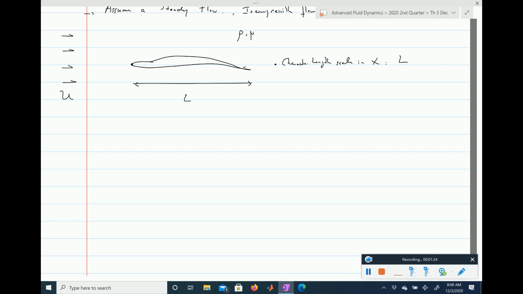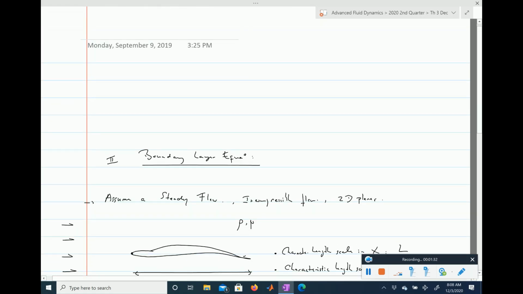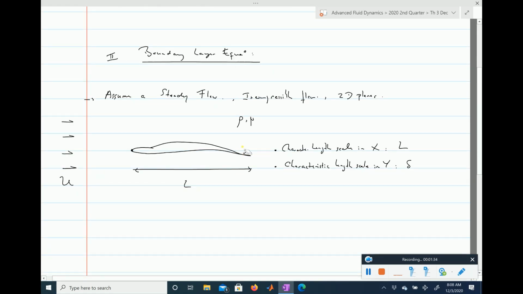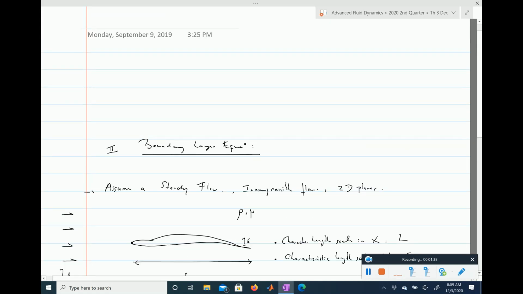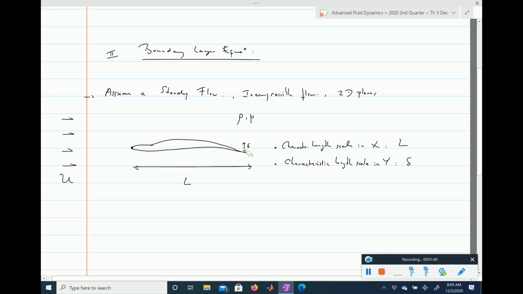And then we have, in the y direction, another characteristic length scale, and because we're looking at the equation inside of the boundary layer, this is going to correspond to the thickness of our boundary layer, delta. Right, so delta here is our length scale in the y direction.